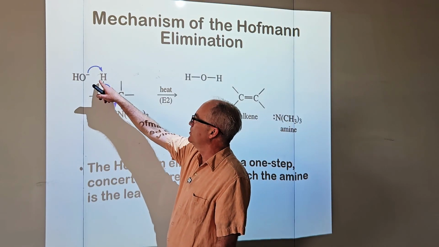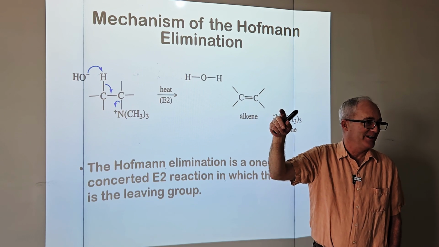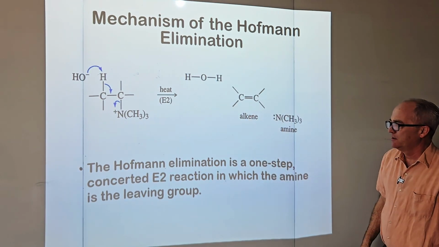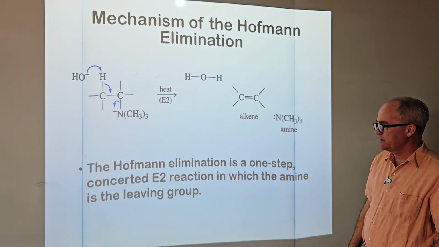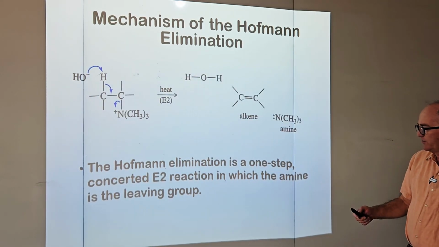So we can see E2, it's concerted. You're like, man, I'm glad I got that down last fall, right? And there's our alkene. The Hofmann elimination is a one-step concerted E2 reaction in which the amino group, the amine, is the leaving group.